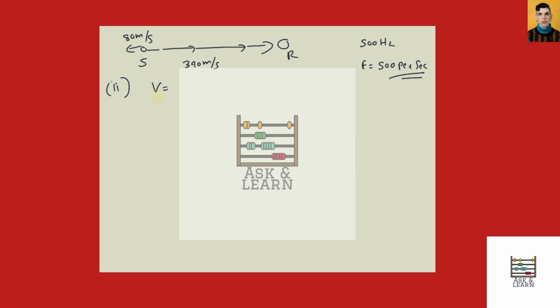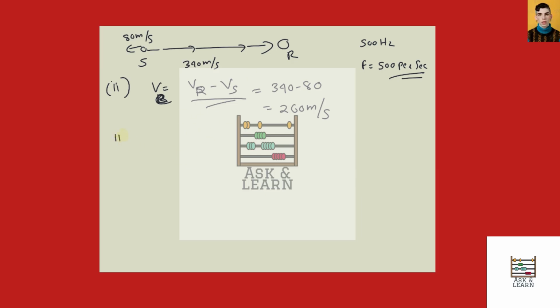So the resultant velocity, or effective velocity Ve, will be equal to V of the radiation minus V of the source. So V of radiation is 340 minus 80, so that will give you 260 meters per second. That will be the velocity of the particles.